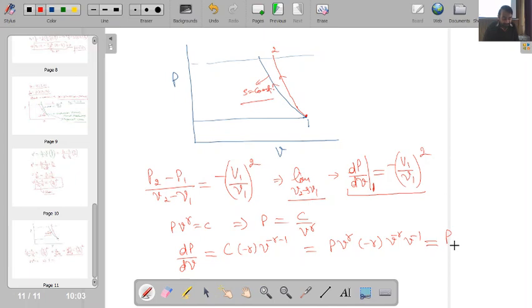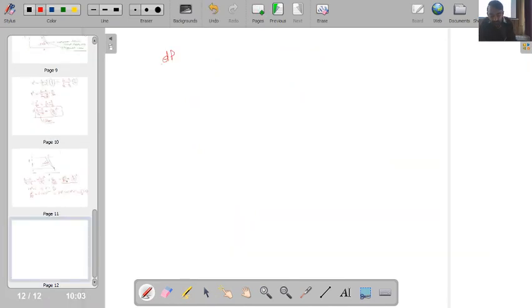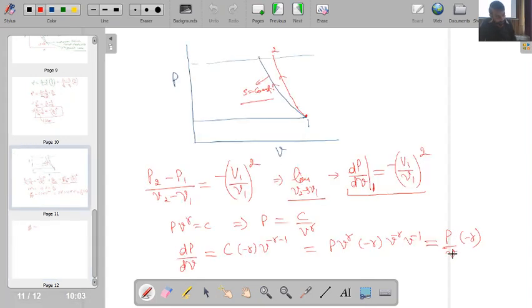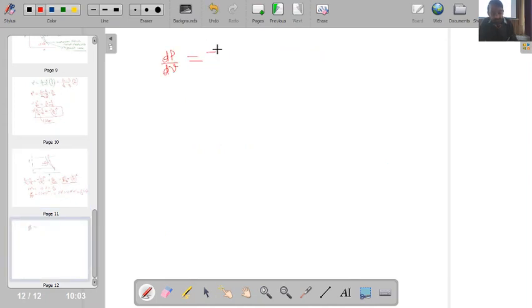P divided by specific volume times minus gamma. Okay, that is what I am getting over here. So I am getting dP by dV for an isentropic process equal to minus gamma P by specific volume, and I am calculating this derivative at point 1.